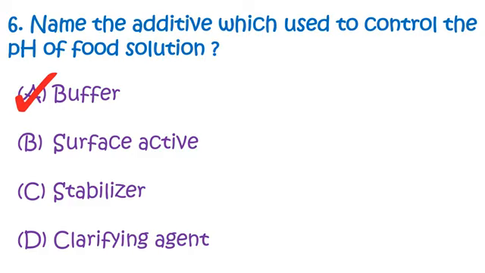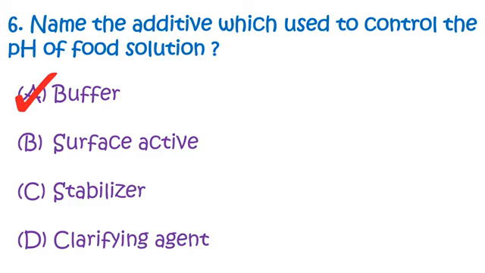Buffer solution is a solution whose pH is not altered to a great extent by addition of small amounts of acid or alkali. Thus, it is used to control the pH of food solutions. While the others, like surface active reagents, which are also called as surfactants, have the capacity to adsorb to any solid surface or a fluid interface. These can also be used as emulsifying agents or suspensions.